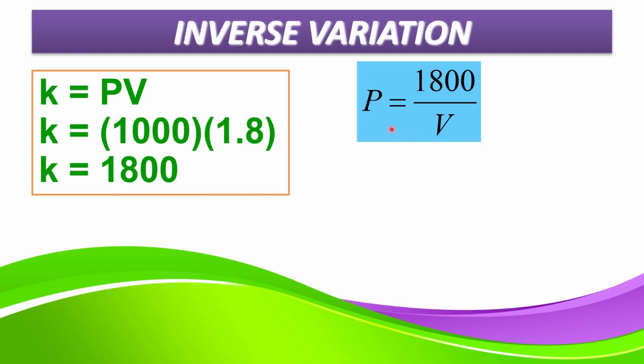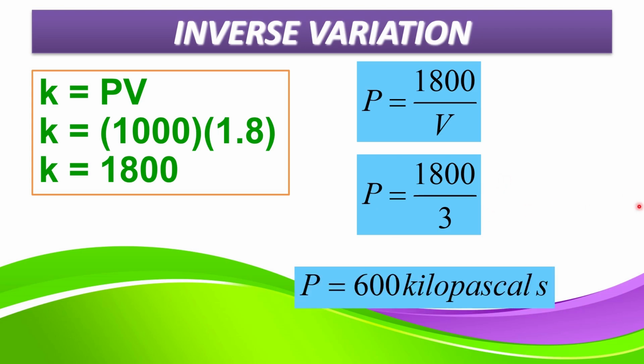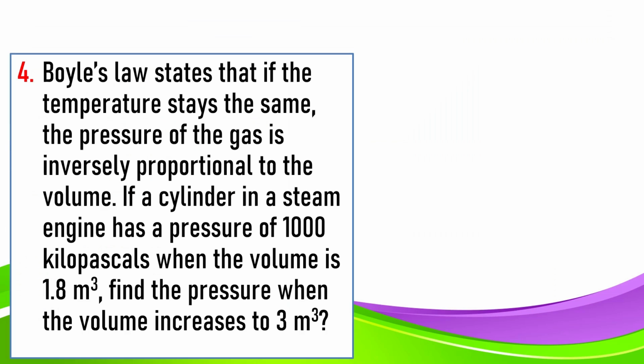Replace K in the equation. P is equal to 1,800 over V. And then replace V with 3 cubic meters to solve for the pressure. So, P is equal to 1,800 over 3. Therefore, 1,800 divided by 3 is equal to 600 kilopascals. Let us solve this problem using the alternative solution.